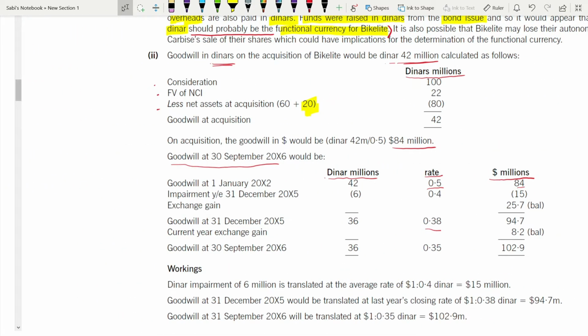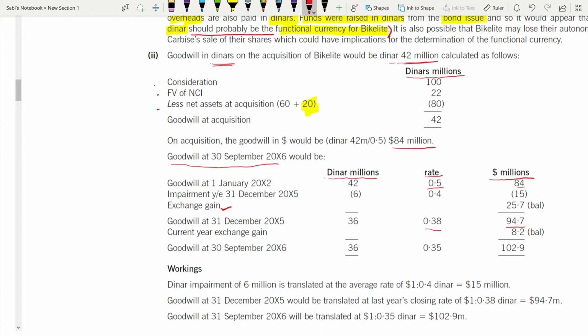So when you take 36 divided by 0.38, it will be 94.7. Right? So that's why this is the balance. Before you get this exchange rate, first you have to work out this part, 94.7, the closing. After that, go backwards. So 84 minus 15 will be 69. 69 plus 25.7 will give you this closing rate.